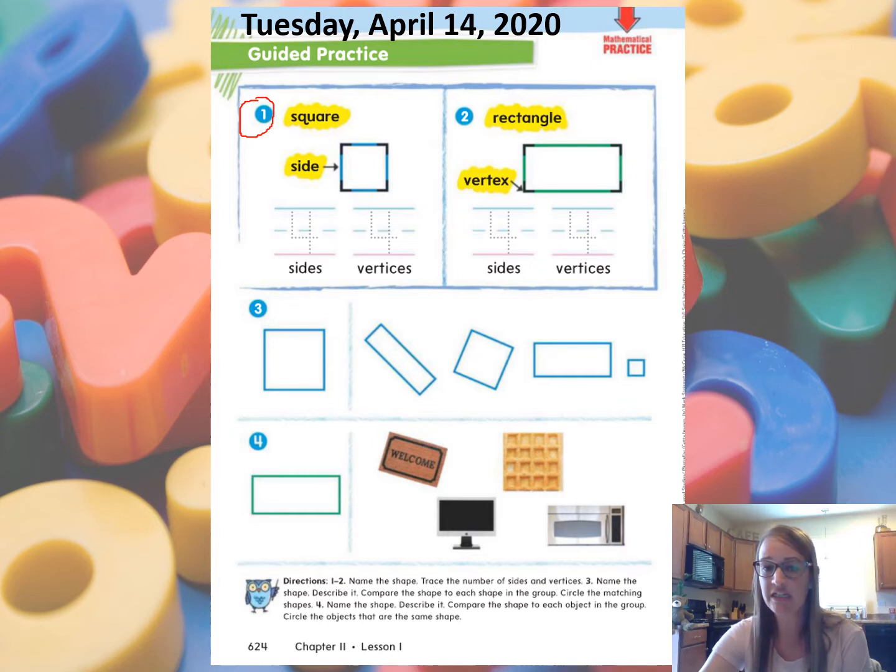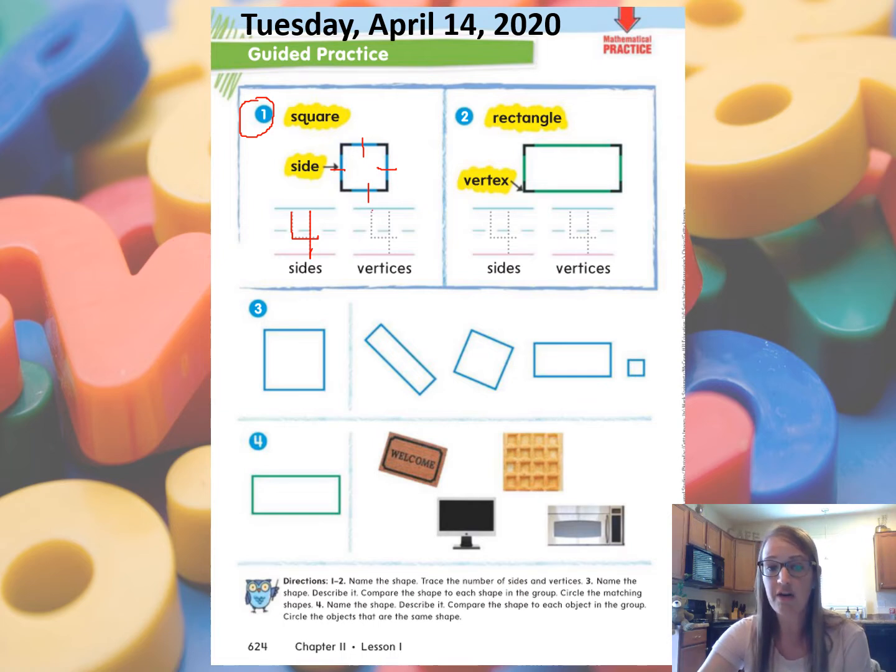This is a square. A square has 4 sides, so I'm going to trace the number 4. And I'm going to show you where those sides are. There's 4 of them. Now a square has 4 equal sides. That means that each side is the same length. We might use the word edge sometimes too when we talk about sides. Sides and edges are the same.